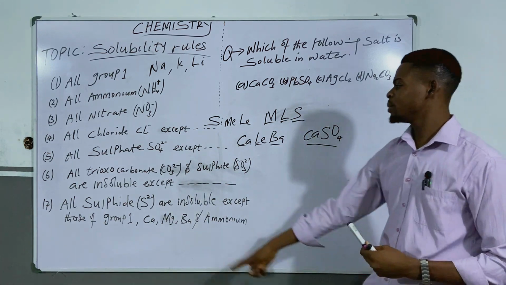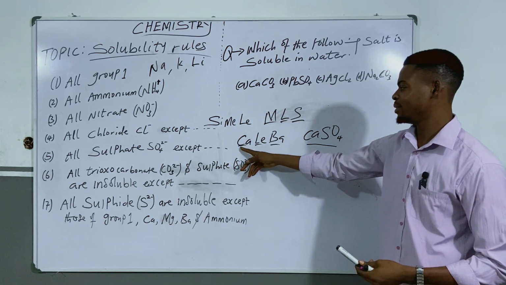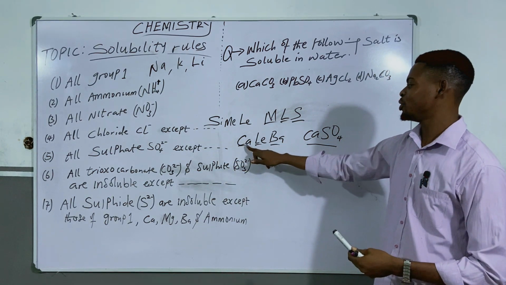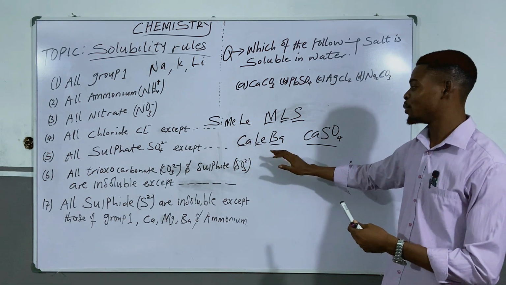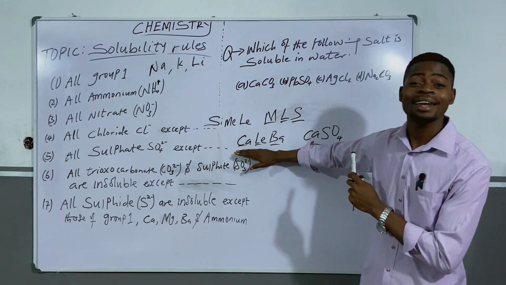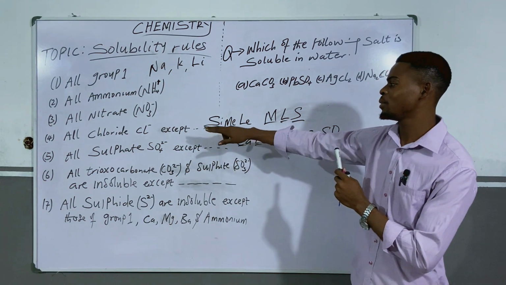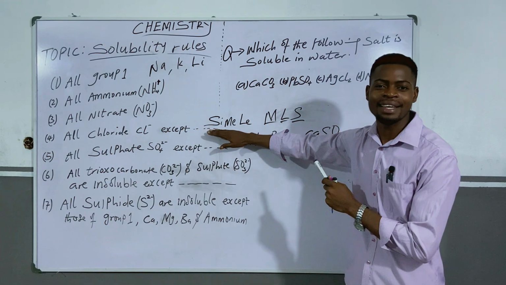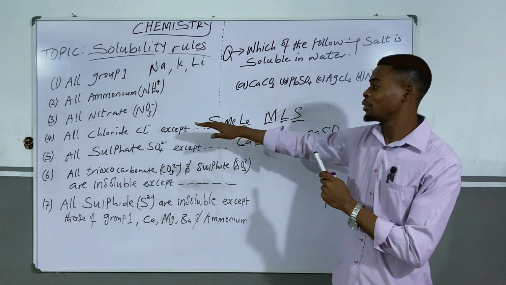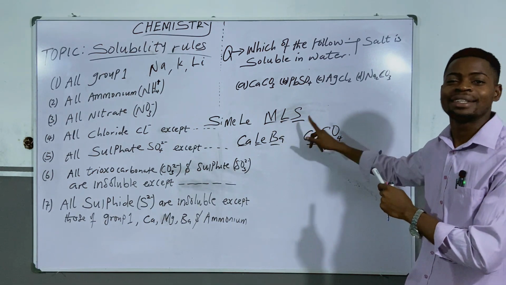This is my trick here. We have calcium, lead, and barium, which I call Caliber. So all sulfate compounds are soluble except those of Caliber. For the chloride ion, we have MLS. All chlorides are soluble except MLS, medical laboratory science.